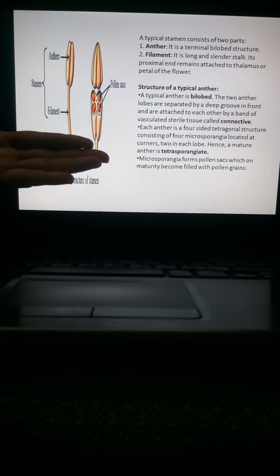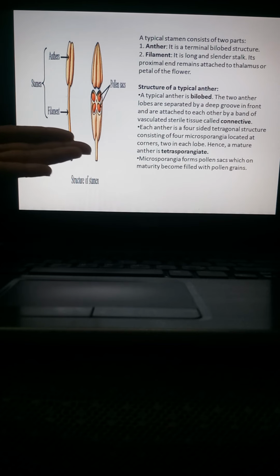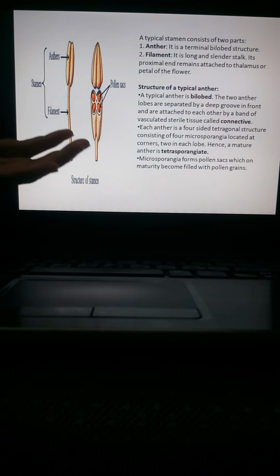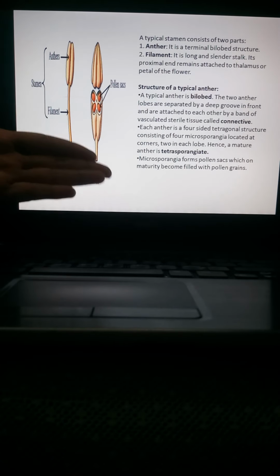So these microsporangia, sporangium is a structure which encloses spores. It is being called microsporangia because it belongs to the male reproductive system. All the spores and gametes formed in case of male reproductive system are smaller as compared to those formed in case of female reproductive system. That is why the sporangia, the gametes, the spores, they are all called microsporangia, microspores, microgametes.